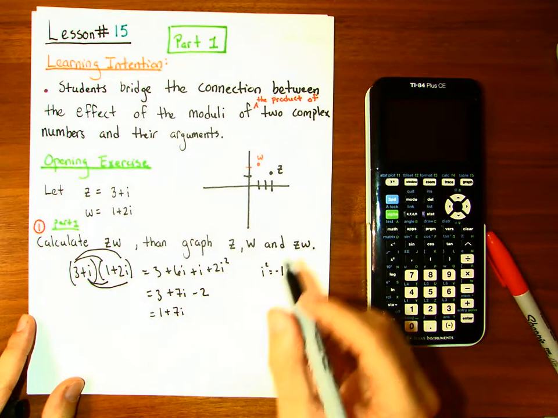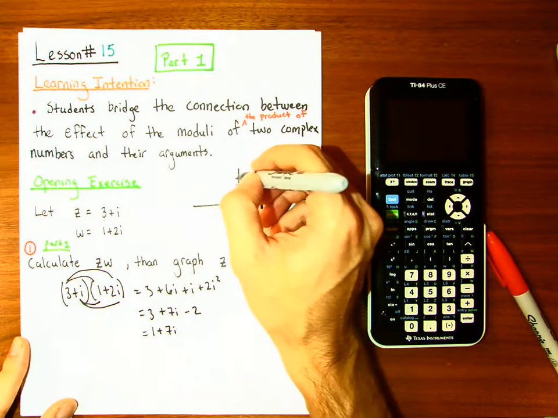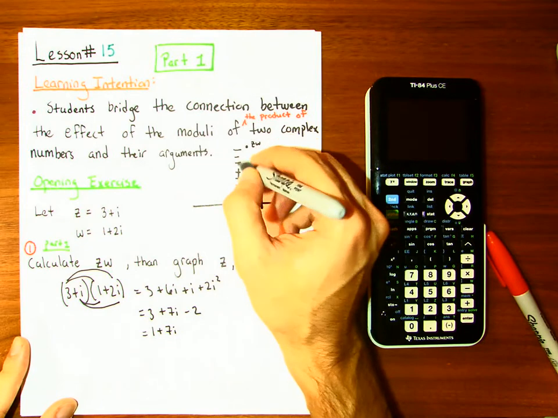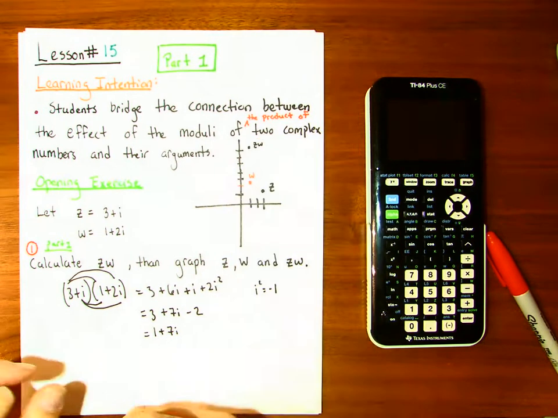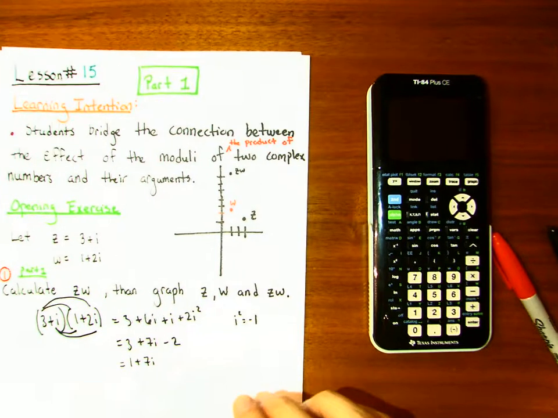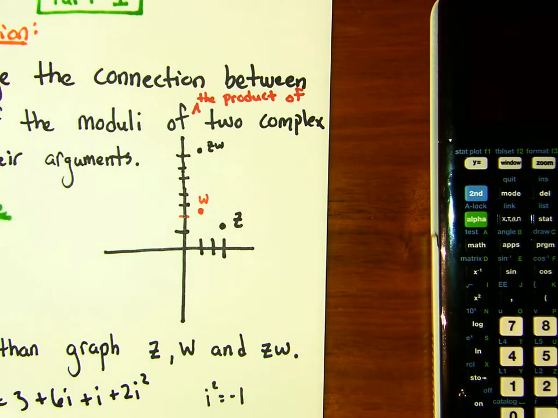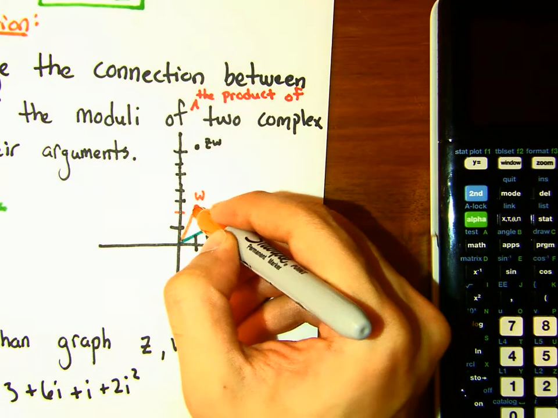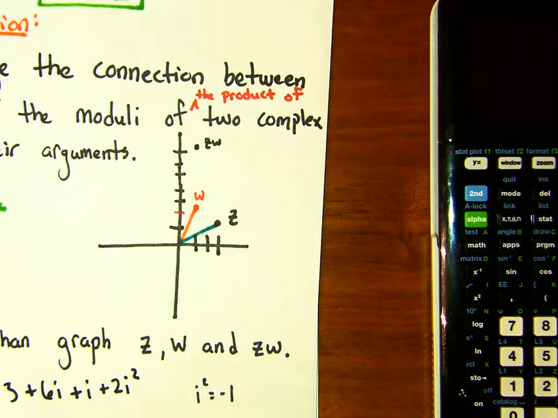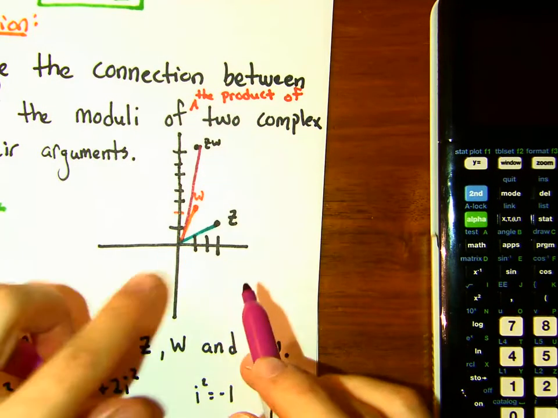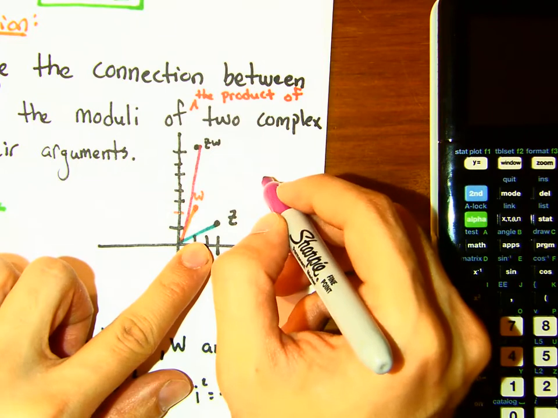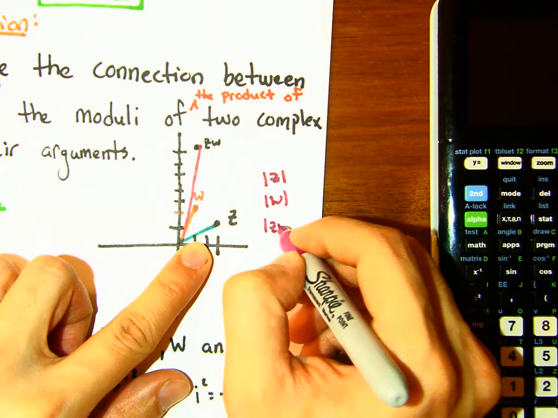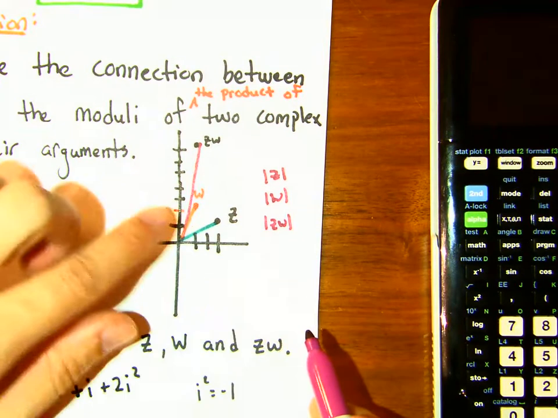So now that we have 1 plus 7i, where is it? It's 1, and then 3, 4, 5, 6, 7. So our zw should be over here. And the question that we're going to have today is, imagine if we have these 3 points. If I have z, it's over here, and w, it's over here, and zw is over here, is there a connection between the modulus of z, the modulus of w, and the modulus of zw? Is there some sort of connection that bridges these things?